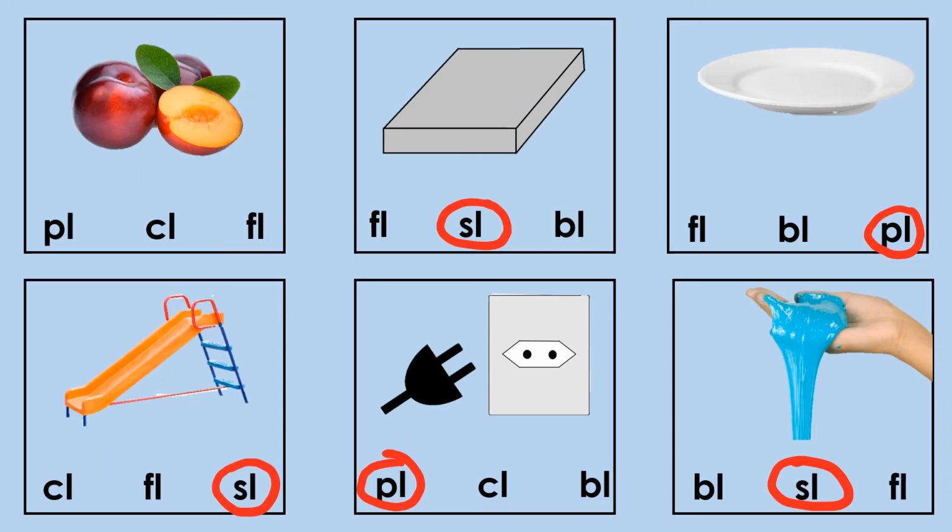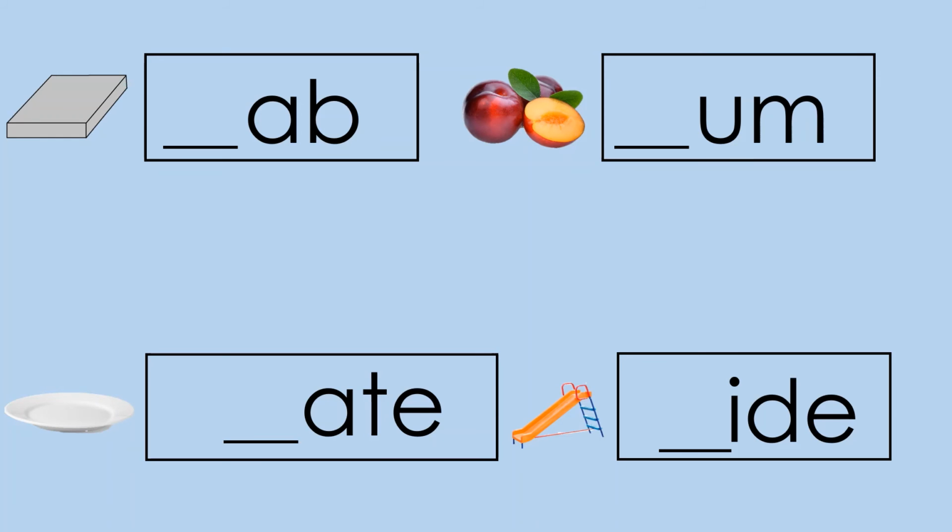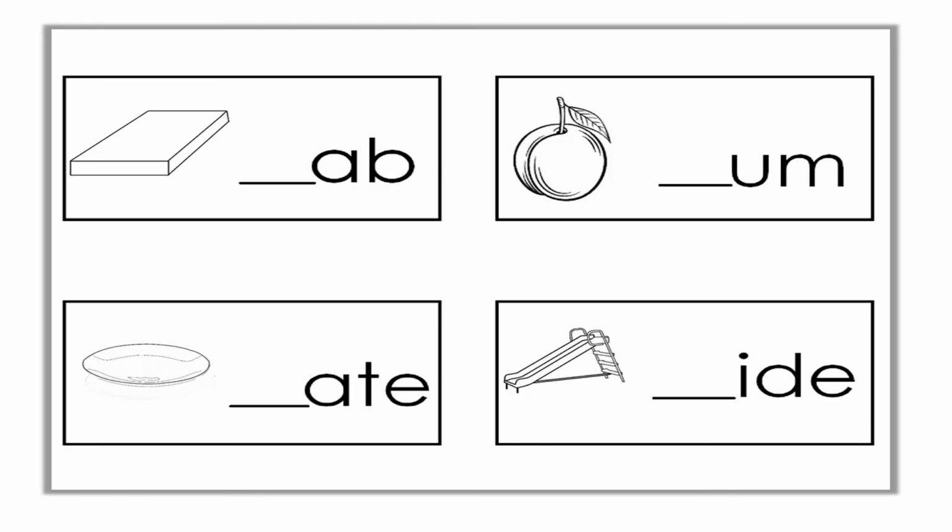Are you done working with this worksheet? Great, let's move on to next one. Now here on this worksheet we are going to look at the picture and find its first blend. Slab, slab, sl. On your worksheet next to picture of slab you are going to write sl, slab.